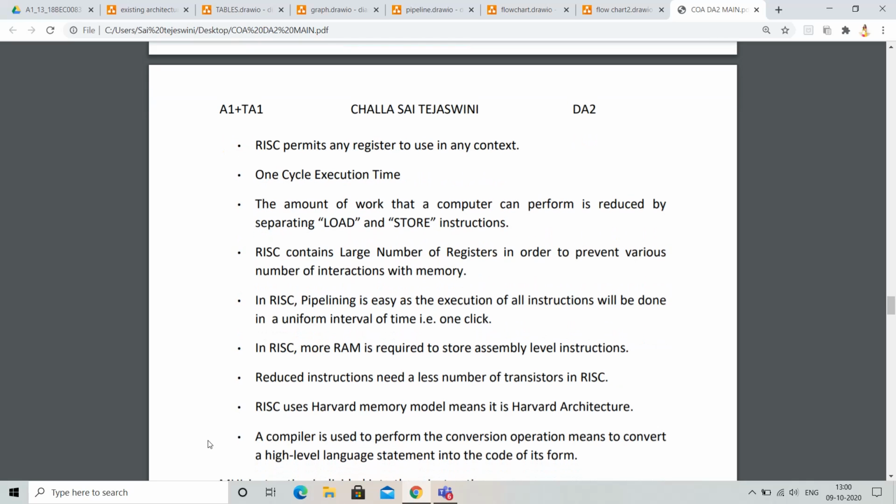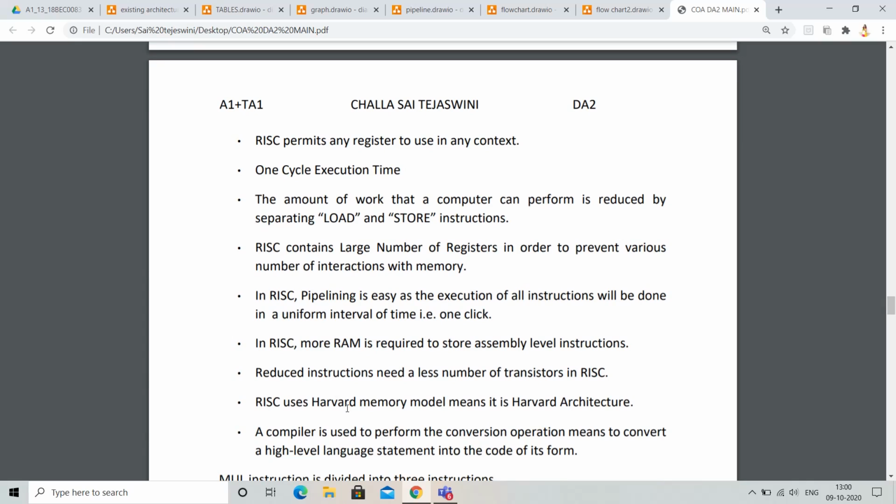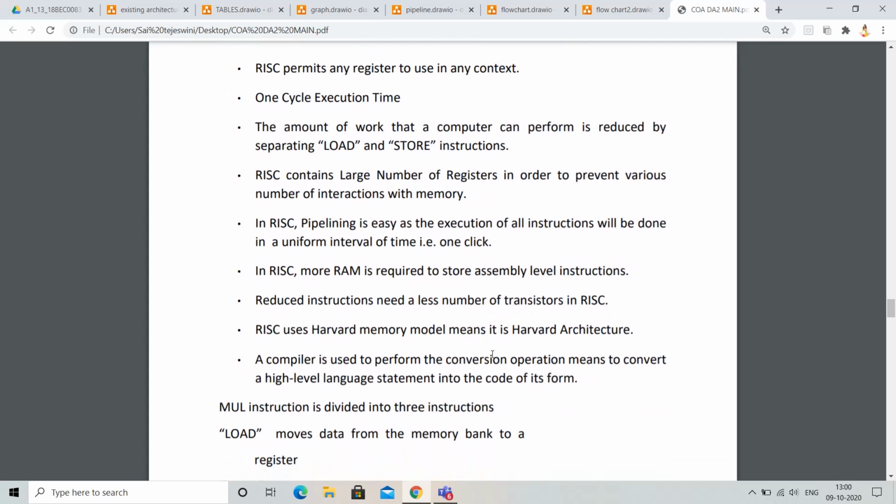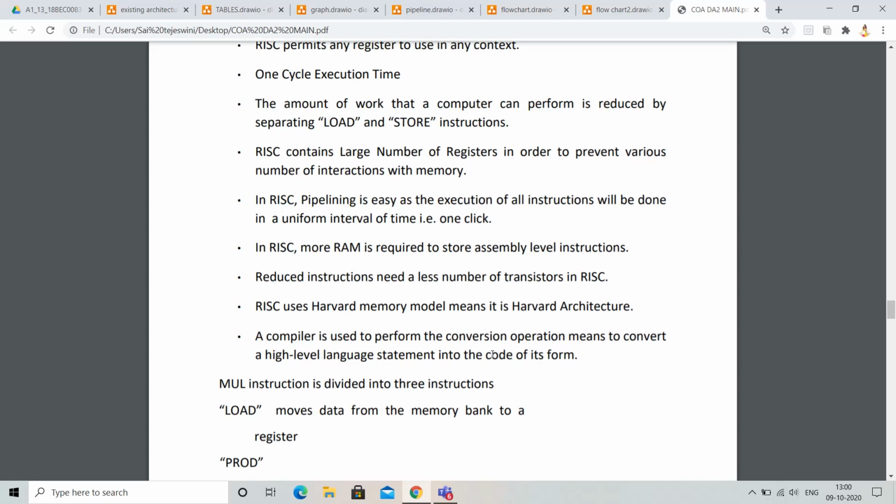One cycle execution time. The amount of work that a computer can perform is reduced by separating load and store instructions. RISC contains a large number of registers in order to prevent a large number of interactions with memory. And RISC pipelining is easy as the execution of all instructions will be done in a uniform interval of time, that is one clock. RISC uses the Harvard memory model, which means it is a Harvard architecture.